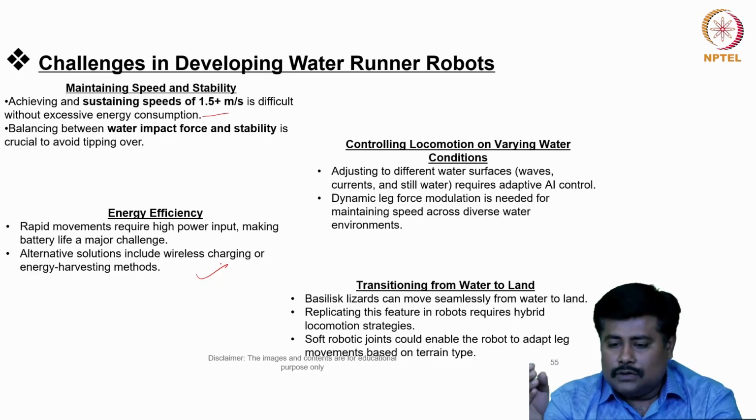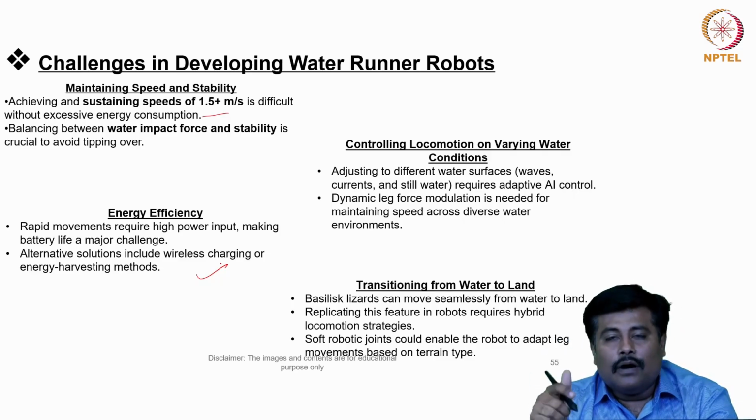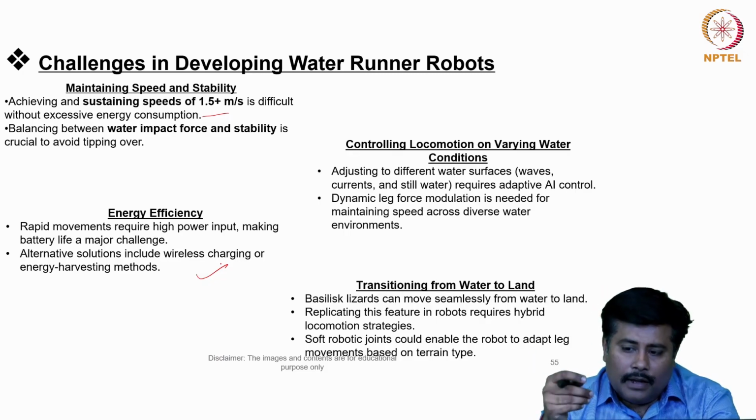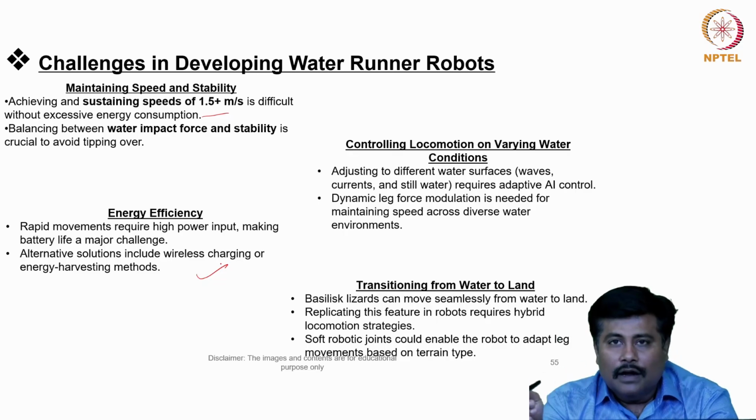Now, with reference to controlling locomotion on varying water conditions, adjusting to different water surfaces requires adaptive AI control. Dynamic leg force modulation is needed for maintaining speed across a diverse water environment.